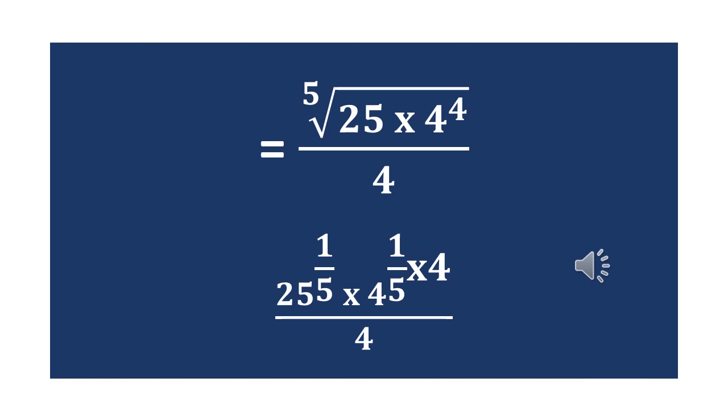So then we can write the fifth root as raised to power 1 over 5, which is the same thing according to the law of exponents. So we have 25 raised to power 1 over 5 times 4 raised to power 1 over 5 times the power there before, that's 4, all over 4.